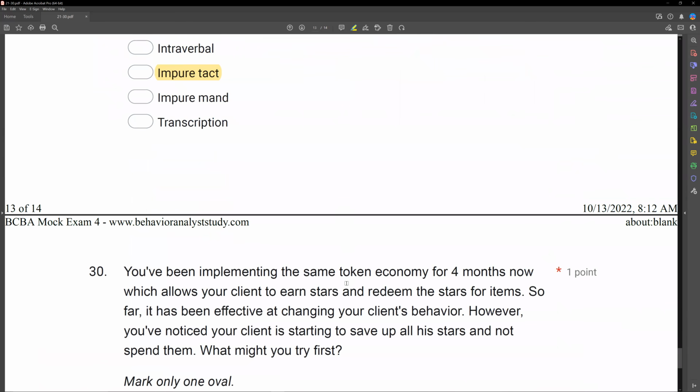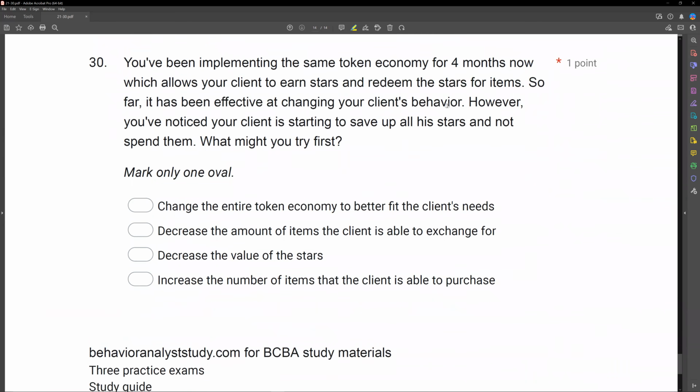And then finally, 30, you've been implementing the same token economy for 4 months now, which allows your client to earn stars and redeem the stars for items. So far, it has been effective at changing your client's behavior. However, you've noticed your client is starting to save up all the stars and not spend them. What might you try first? Okay, token economies. What are we doing? Building up tokens. We're pairing them with backup reinforcers.